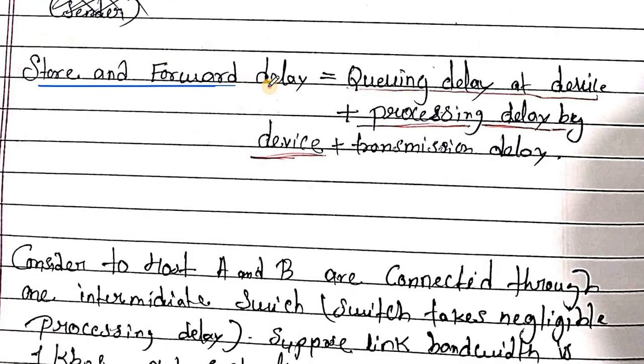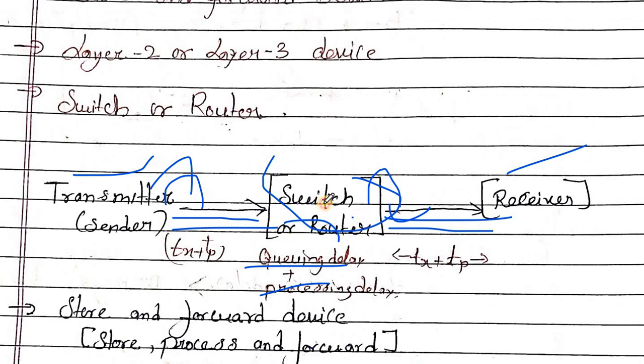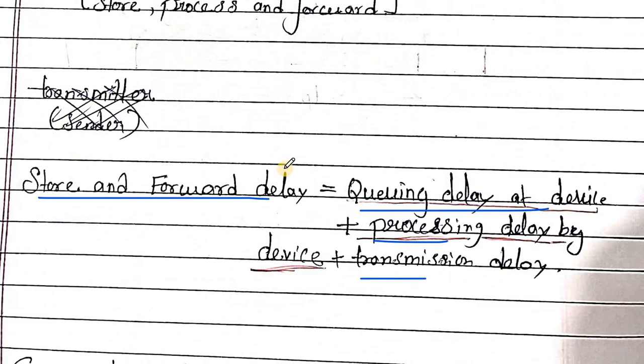The store and forward delay: the queuing delay, processing delay, and transmission delay are the delays caused by a store and forward device. What does a store and forward device do? It takes the packets or frames from the transmitter end, which involves a queuing delay. It processes the packet, so there is a processing delay, and again transmits the packet to the receiver side, so there is a transmission delay T of X. These three delays combine to make the store and forward delay.